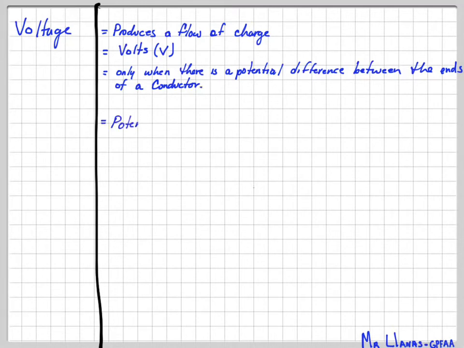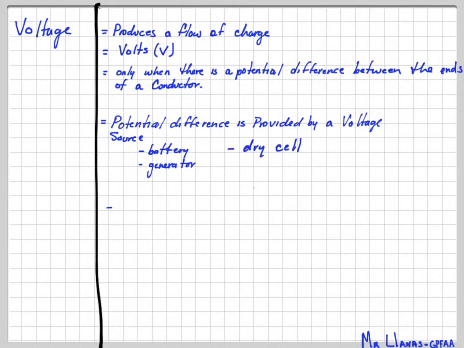Okay, all right. So potential difference is provided by a voltage source, and a voltage source could be a battery, a generator, or a dry cell. Anything that can provide the pressure to these electrons to move, we're going to call it voltage. So again, voltage just provides the electric pressure to move electrons. Voltage does not flow. Current flows, and it flows because of the voltage that's being applied to that circuit.